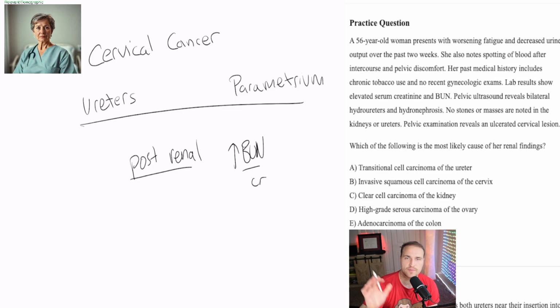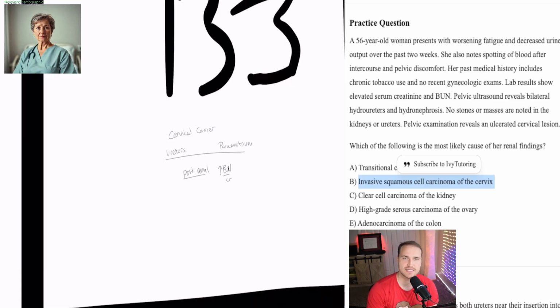So this is a reproductive female gynecological tumor question. You just have to know the only common cancer that causes bilateral ureteral obstruction due to local invasion. It's invasive squamous cell carcinoma of the cervix. It can invade locally and invade the ureters. And that can then cause the renal failure. And the most common site of distant metastasis in cervical cancer is actually going to be the lungs.